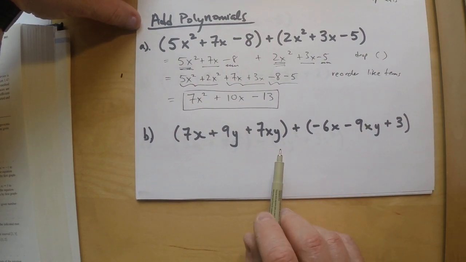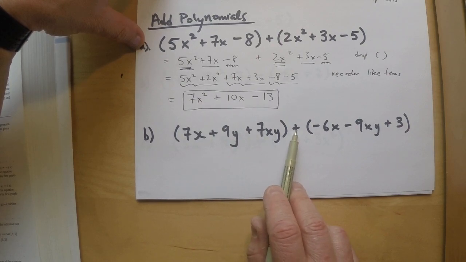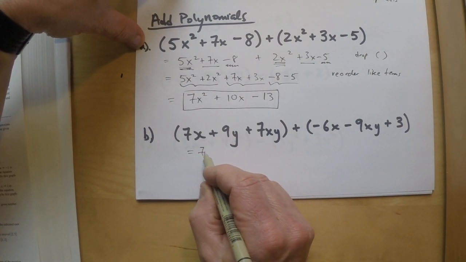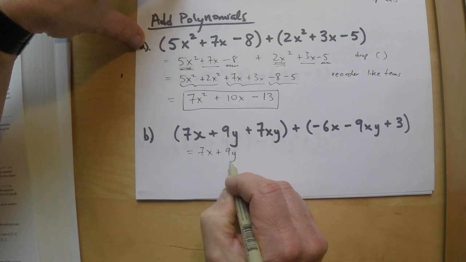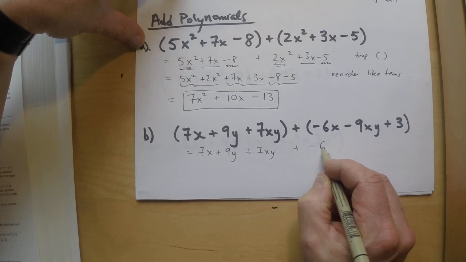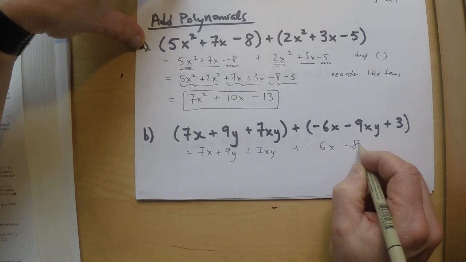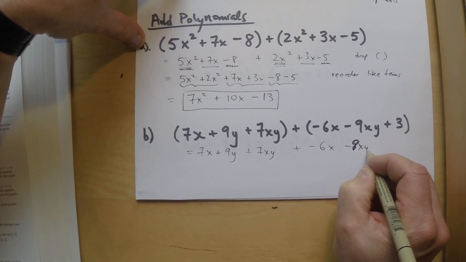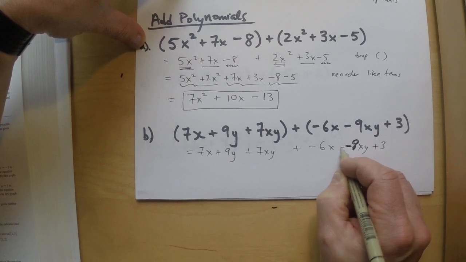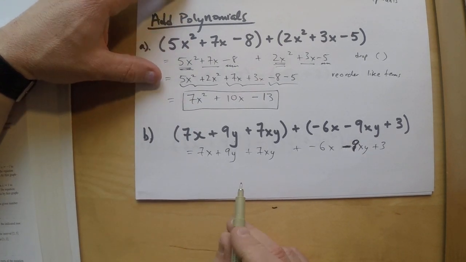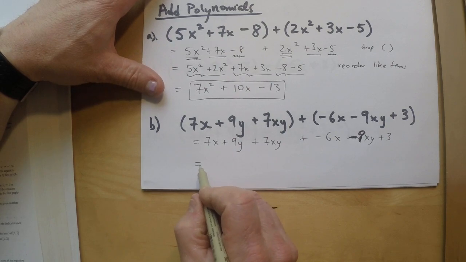Here's another small example. As soon as I see adding of polynomials, my first thing is rewrite it with no brackets. Just make sure you rewrite it properly. 9xy. So notice I did nothing except just rewrite that whole thing with no brackets. And now I'm going to collect my like terms.